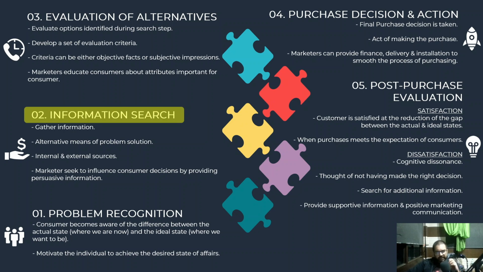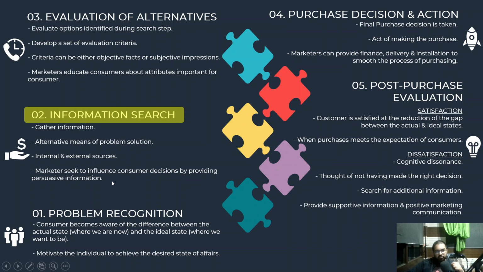And when he is searching for the information, that information could be gathered from the internal sources, that is your family members, your peer group, your friends, your social circle, or it could be from external sources. Now, external sources could be you using any search engine like Google, or you can go to the market and physically visit the shop to look for the product. So information can be gathered from the internal source and the external source.